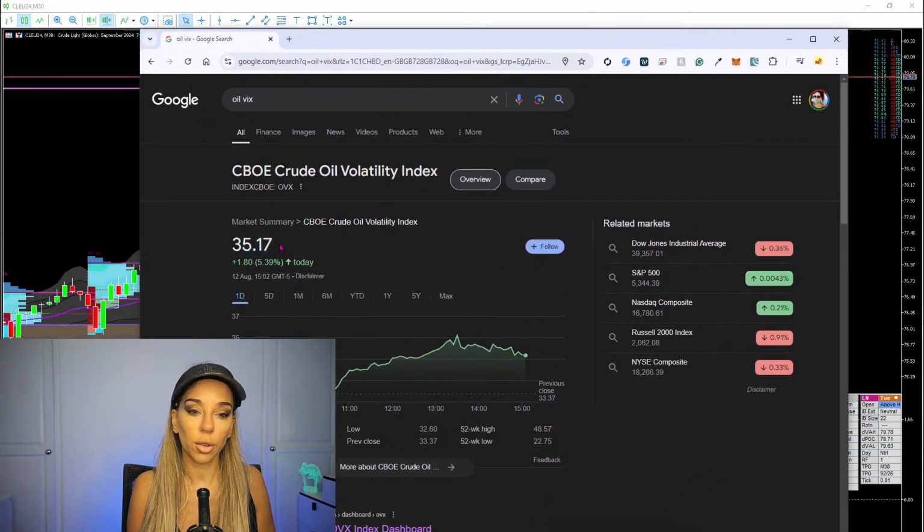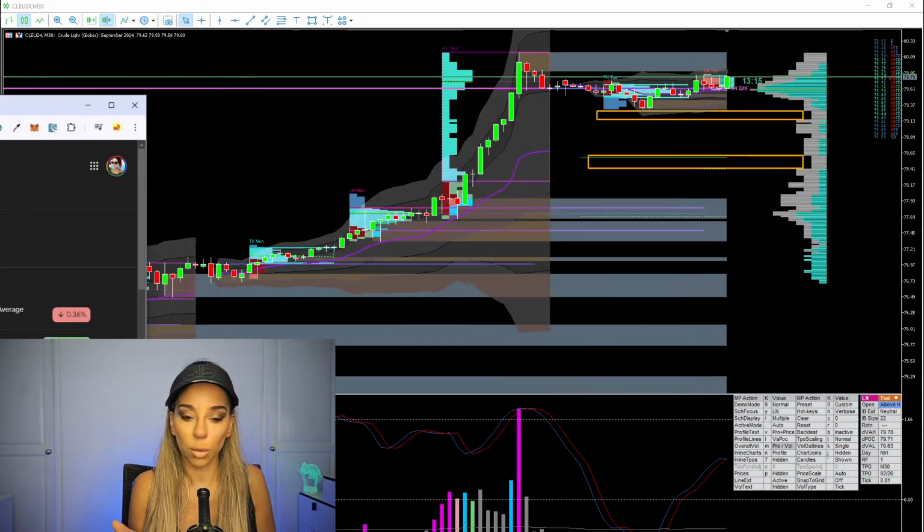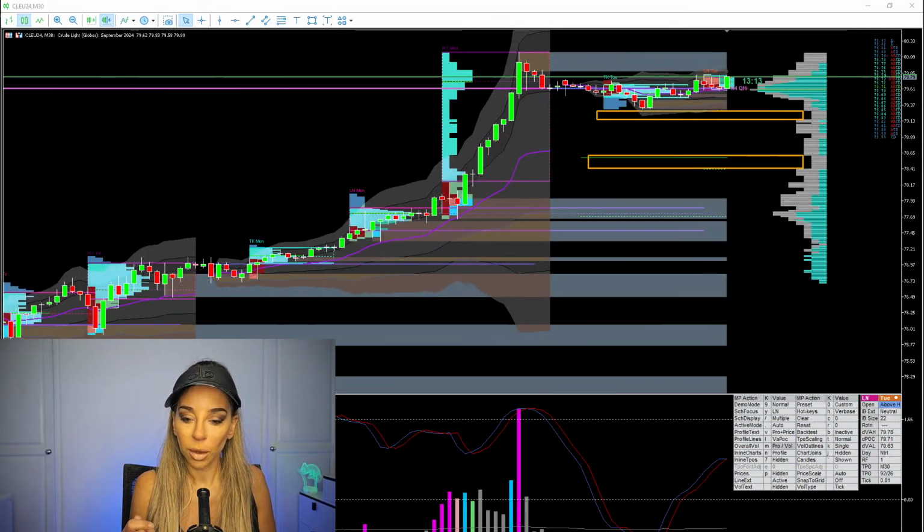Now, whenever I'm going to trade crude oil, I like to see the crude oil volatility index, which is called the OVX, at 17. I want to see it at 17. This is now at 35, which should technically open up some pretty nice ranges for us if that kind of stays consistent.